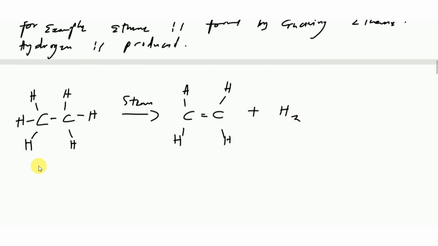So we have ethane there, then this will produce ethene plus hydrogen. So this is how the alkenes are produced from the alkanes through the process of cracking. Let us look at another point.